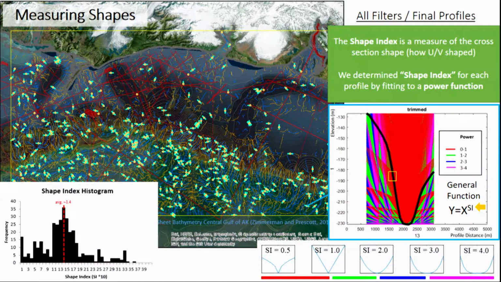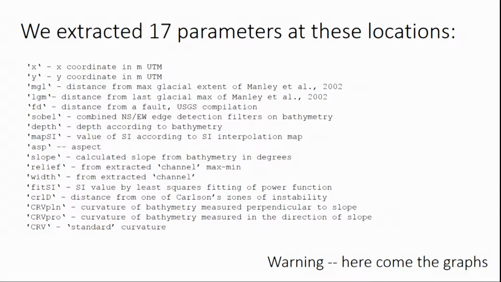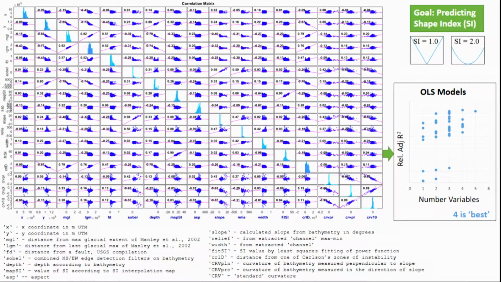We measured these shape indices all throughout our study area, but we also extracted several other parameters related at these locations. So we did the coordinates, the distance from these glacial extents, we used Sobel edge detection, we used aspect, slope, relief, all these different things. Here come the graphs. We did a correlation matrix, and this was sort of the basis of how we started thinking about this data in terms of just the raw data.